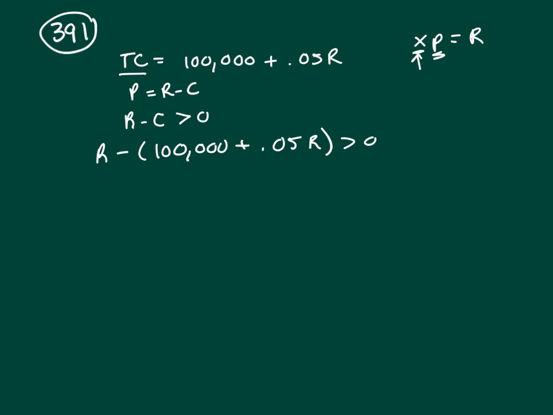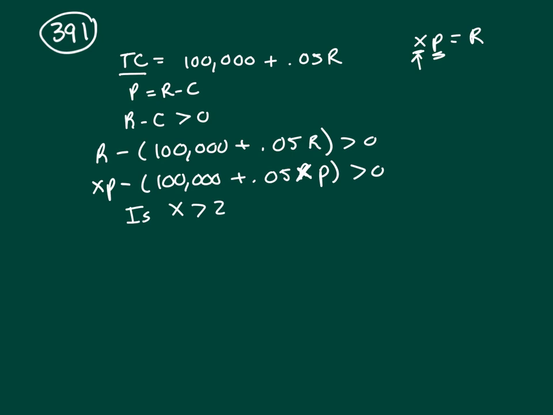So remember that R is also another name for it is X times P minus 100,000. This is all just given. R is X times P. It's greater than 0. And we're trying to figure out if X, the number of units sold, is greater than 21,000. Is X greater than 21,000?